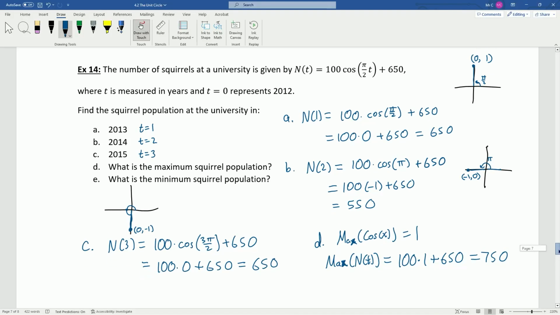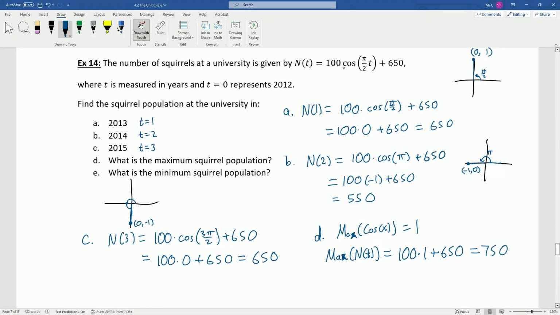And similarly, the smaller cosine is, the smaller my number of squirrels will be. So if I ask what the minimum squirrel population is, well, the minimum is just what I'm going to get when cosine is at its smallest value here. And the smallest number cosine can be is -1. So that's 550 total. Okay, so that's it for that problem.